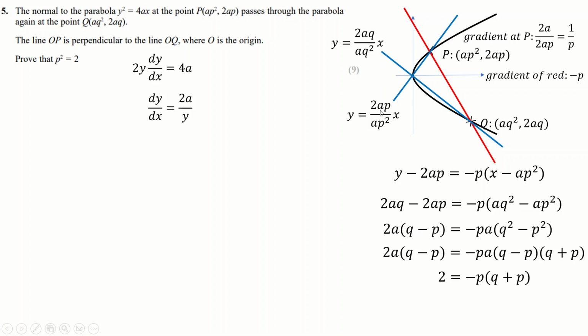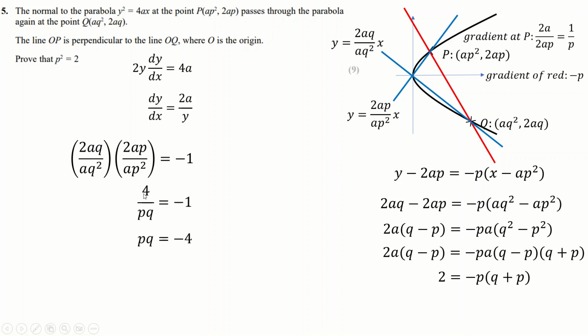Cool, so now what we can do is you can say, well, this gradient times this gradient, because they're also perpendicular, must be equal to minus 1. Now a bunch of stuff cancels here. We get this, which we can bring this 4 over and we get this. And now when we expand out this, we get that. But if pq is equal to minus 4, minus 4 is 4, and I think we get p squared.